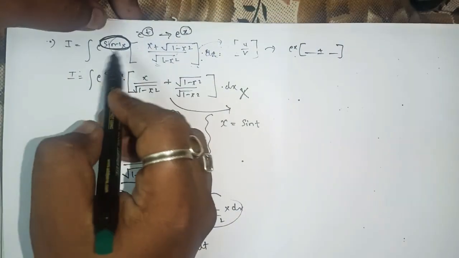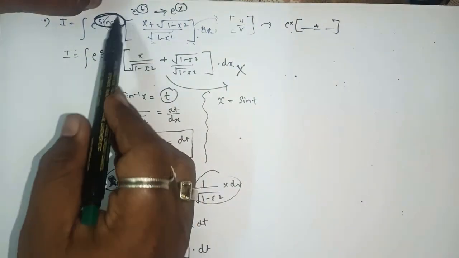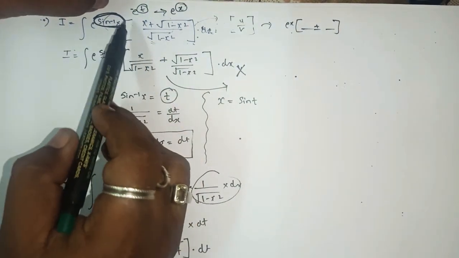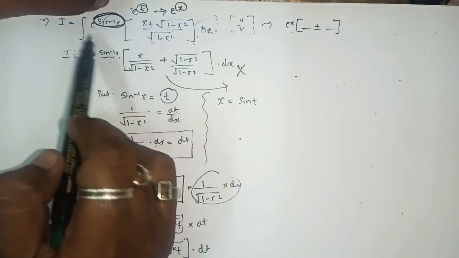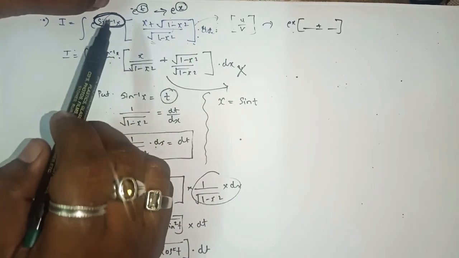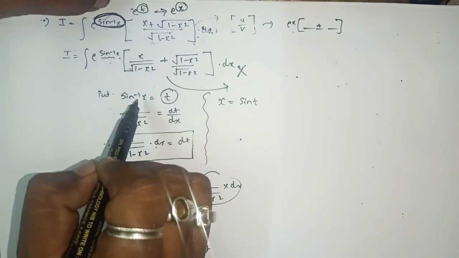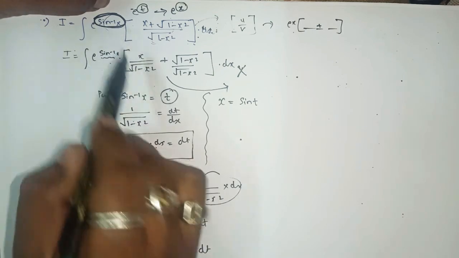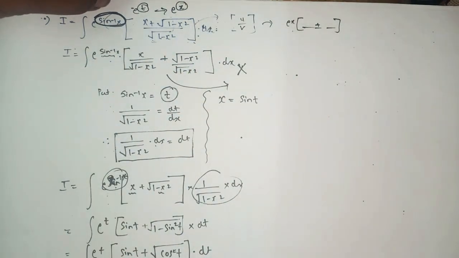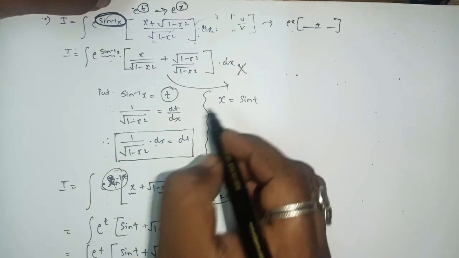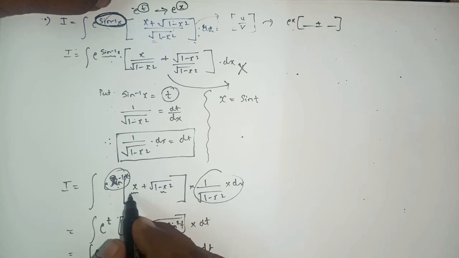As I told, here we require only e raised to x. Here x should not be replaced by any other term. If you see x is replaced by any other term, or e raised to x is not there, then we have to take a substitution. So here I put sine inverse x as t. If you put sine inverse x as t, this whole function should get converted into t terms only. So after replacing all the values, here we are left with x.